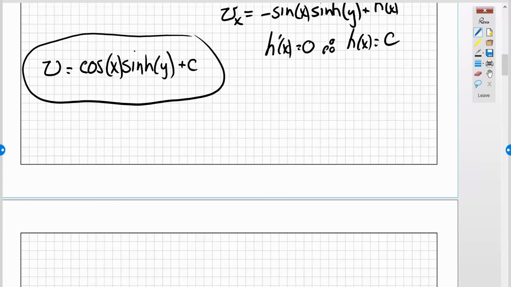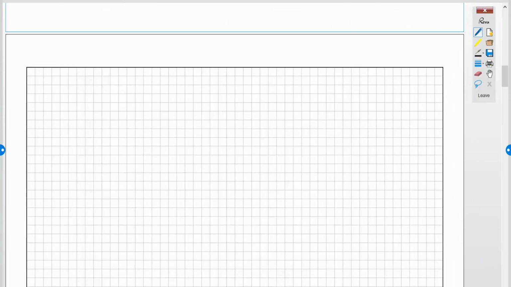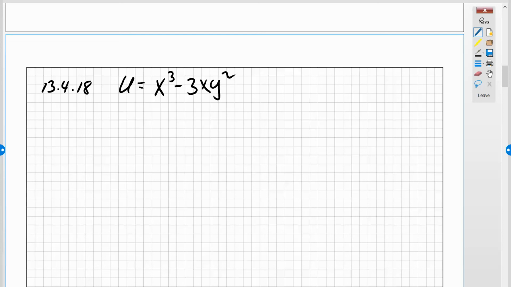Now going to problem 13.4, problem number 18. A similar kind of question, different equation. We have u is equal to x cubed minus 3x y squared. First question is it harmonic? And so ux is equal to 3x squared minus 3y squared.